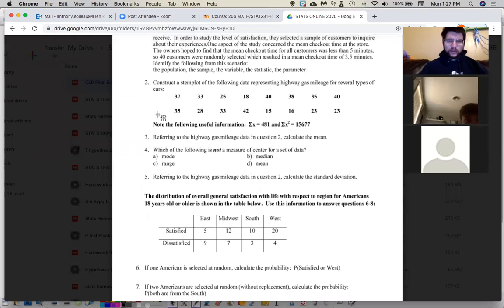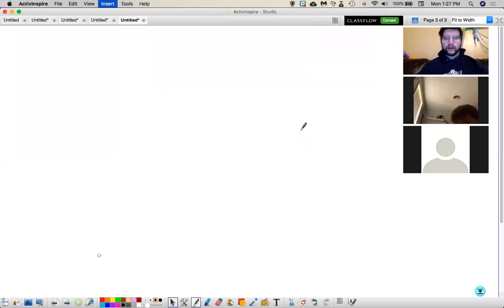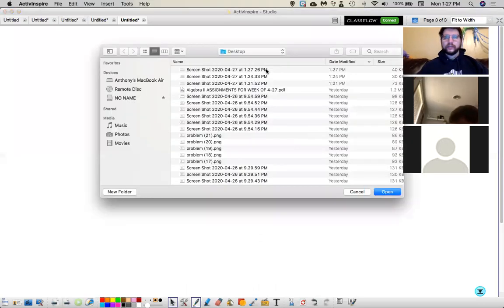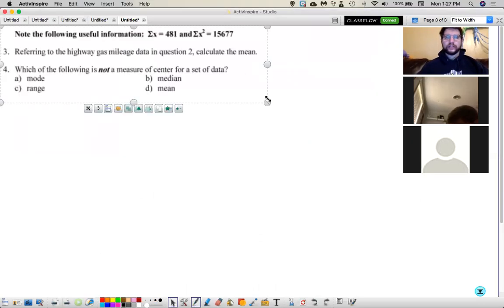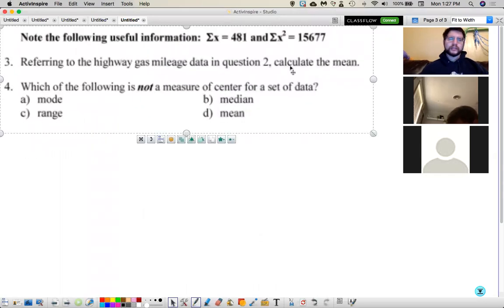Now, we're going to continue this problem. It gives us this important information here. So we could acquire this from the calculator if we typed all those in a list, but guess what? We don't need to because it gives it to us.